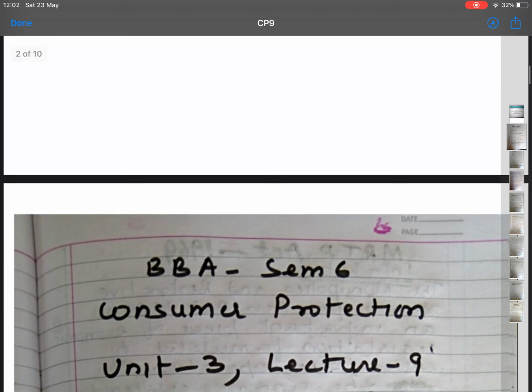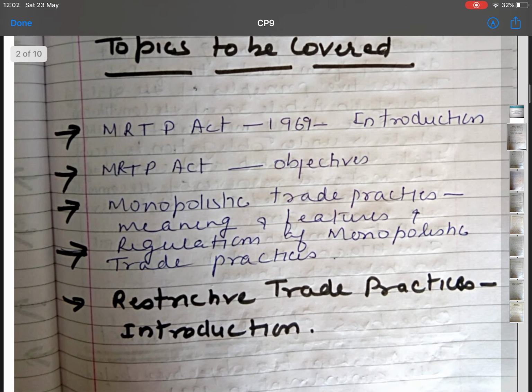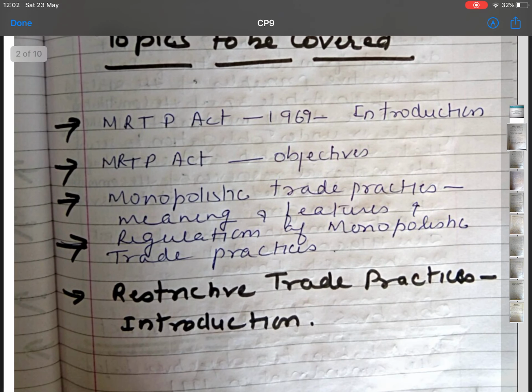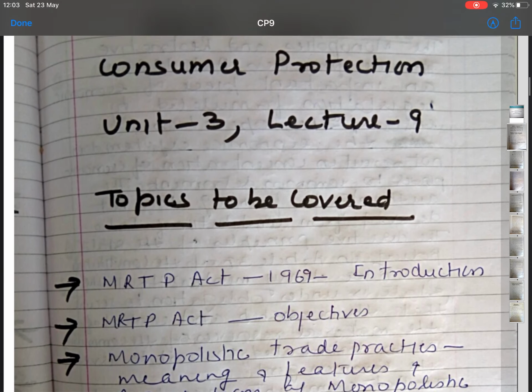The topics I'm going to cover in this lecture are the MRTP Act 1969. First, I will give you an introduction of this act. Then I will explain the objectives of the act. Then we are going to discuss monopolistic trade practices, meaning and features, and regulation of monopolistic trade practices. And I'm going to give an introduction to restrictive trade practices as per this act. So what is the meaning of restrictive trade practices as per the MRTP Act?